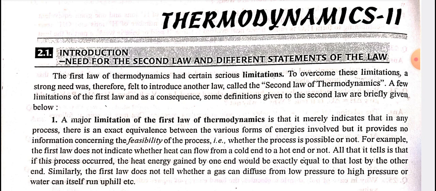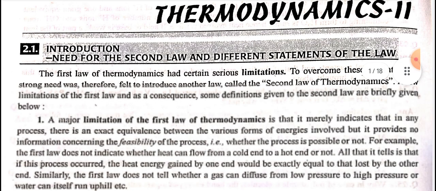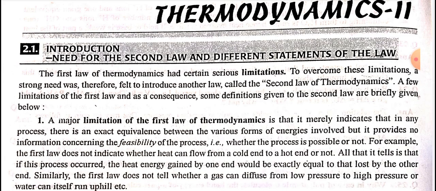A few limitations of the first law, and as a consequence some definitions given to the second law, are briefly given below. First, the major limitation of first law of thermodynamics is that it merely indicates that in any process there is an exact equivalence between the various forms of energies involved, but it provides no information concerning the feasibility of the process, that is, whether the process is possible or not.